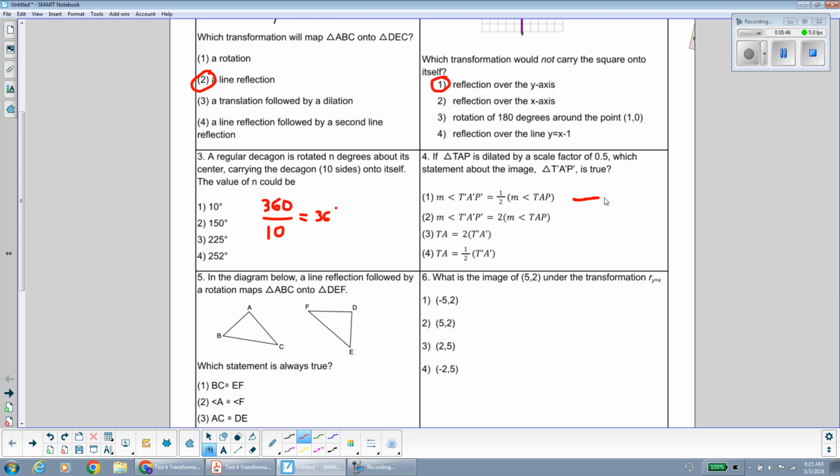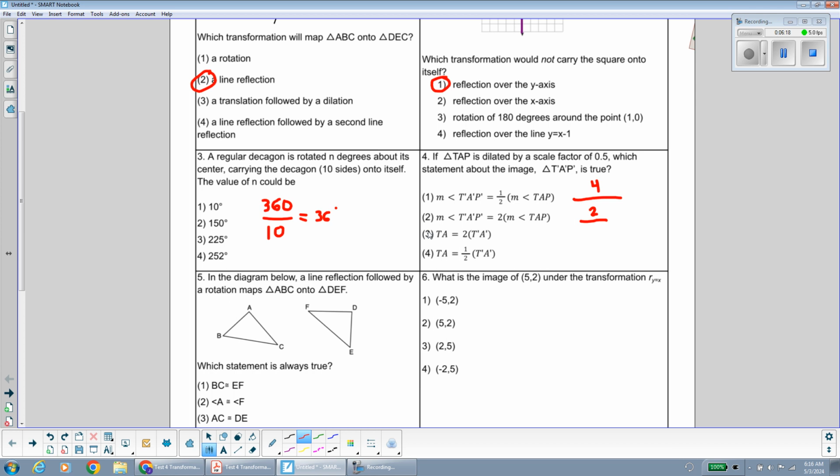For example, if we just consider a line segment, right? And let's say the original line segment has a length of 4. And then we dilate it by a scale factor of 1/2. It would now be 2. So as you can see, the original is double the dilated one. And that's what's happening here. The original is double the dilated one.